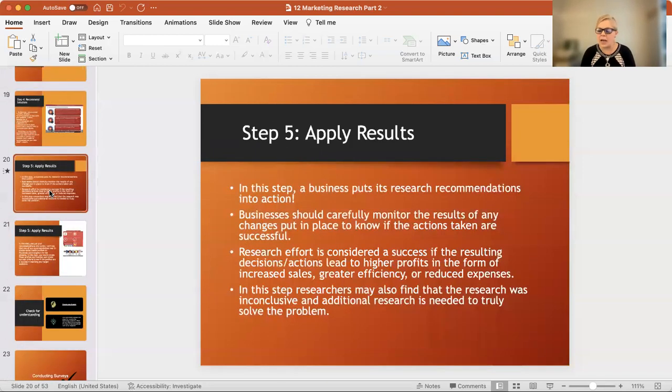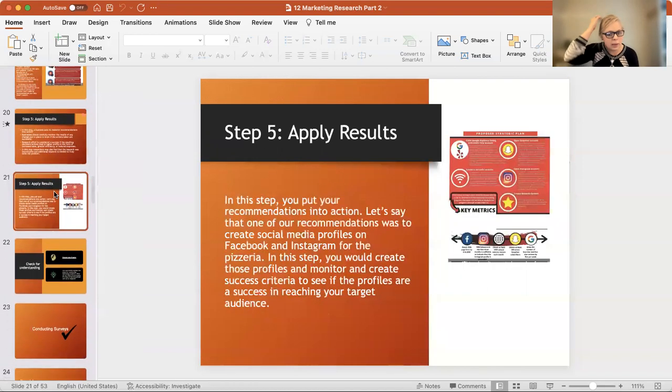Step 5, apply the results. This is where we actually have this information we're going to move forward with, and we're going to be strategic about it. I've said before, strategy and tactics. Now we can form a strategy and we can create those tactics of how we get there. This is where we put our recommendations into play.